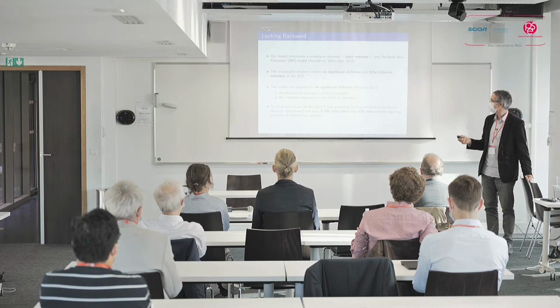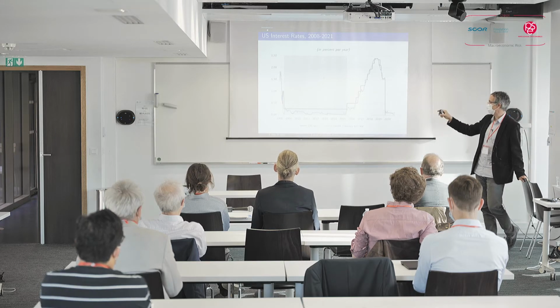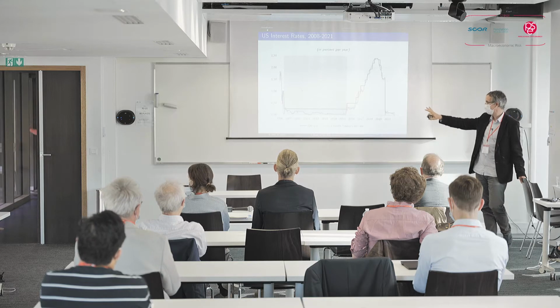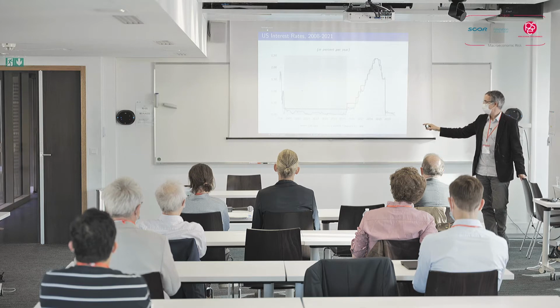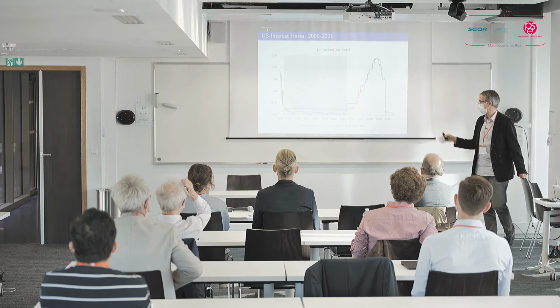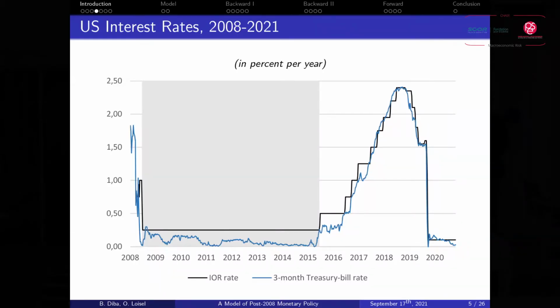About this second stylized fact I was talking about, the fact that the T-bill rate dropped below the IOR rate. Here is a graph that shows the two rates in equations, again with the shaded area corresponding to the ZLB episode. And as you can see, the 3-month T-bill rate at least was below the IOR rate during this period.